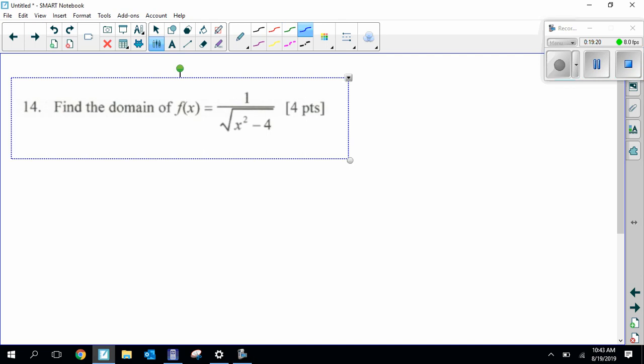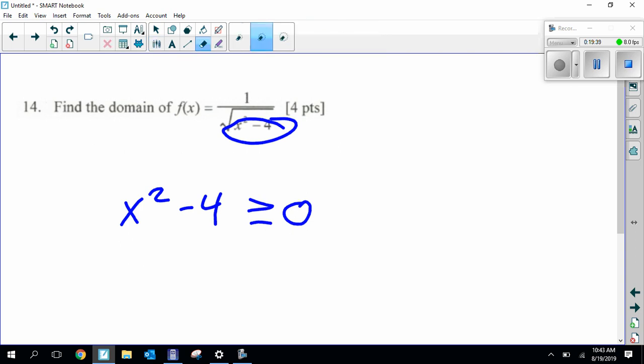This last one's very similar to the problem two problems ago, finding the domain. We know we cannot have negatives inside the square root. We also know that we cannot have zeros in the denominator. So this x squared minus 4 has to be greater than or equal to 0. But if it's equal to 0, we'd have a 0 in the denominator. So we can't have a 0 in the denominator, so we get rid of the equal to 0.